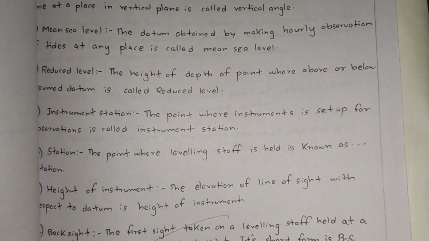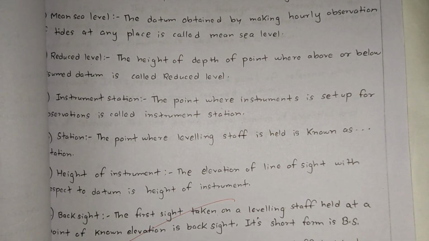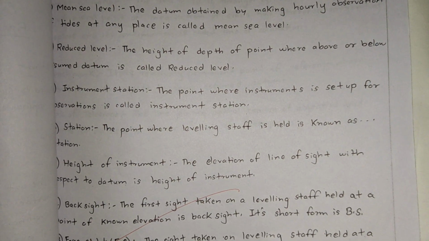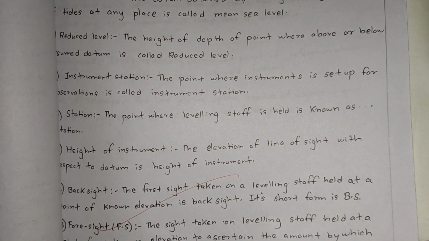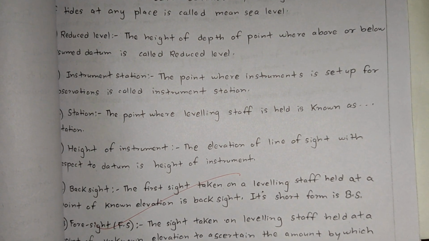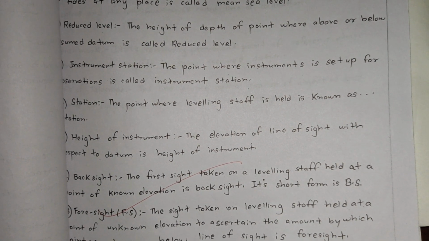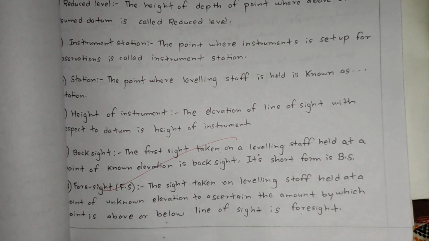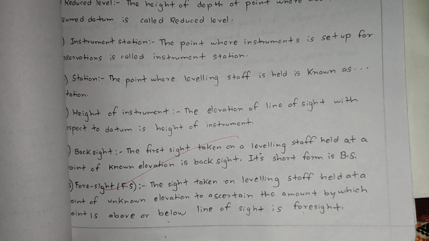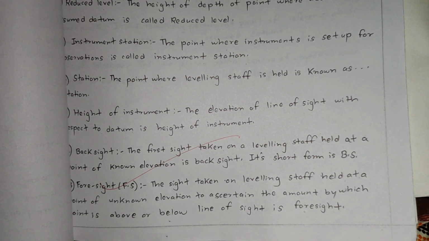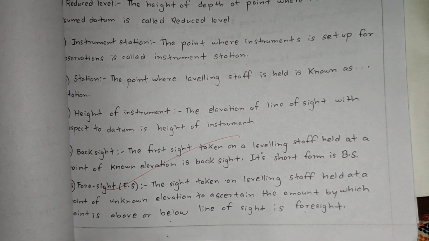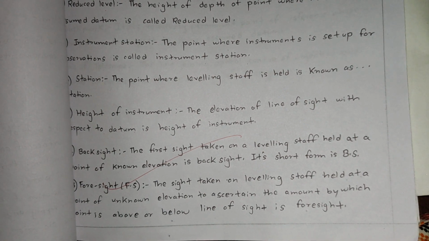Instrument station: the point where the instrument is set up for observations is called instrument station. The point where the leveling staff is held is known as staff station. Height of instrument: the elevation of the line of sight with respect to datum is called height of instrument. Backsight: the first sight taken on a leveling staff held at a point of known elevation is backsight. Its short form is BS.